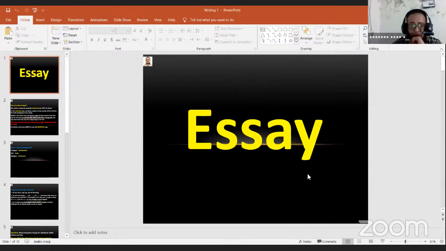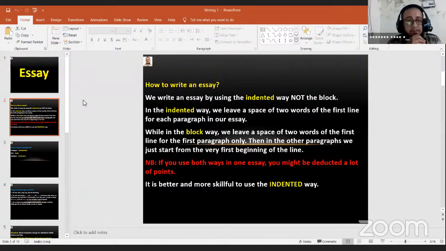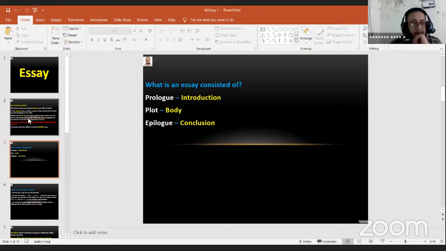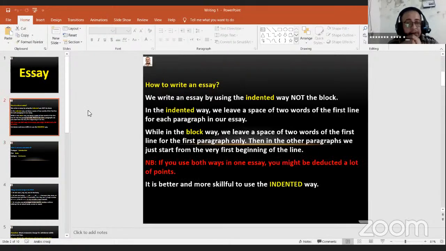Essay. How to write an essay. That's the most important thing. We write an essay by using the indented way, not the block. In the indented way, we leave a space of two words on the first line of each paragraph in our essay. While in the block way, we leave a space of two words on the first line of the first paragraph only. Then in the other paragraphs, we just start from the very beginning of the line.